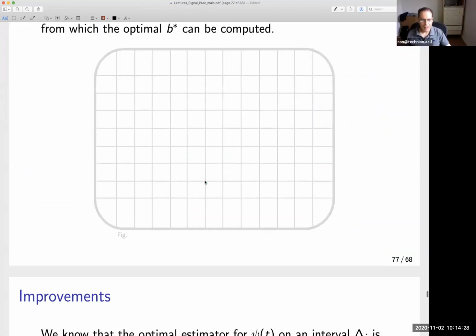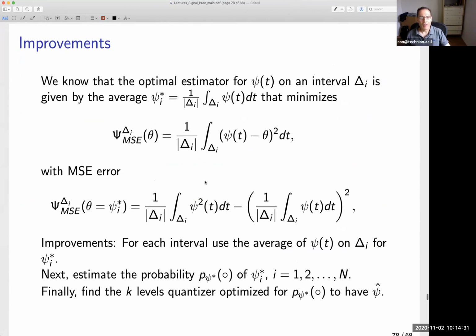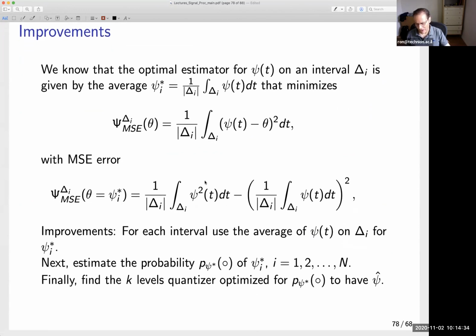Okay, so next, what happens next? How can I improve the construction that I've just done? Until now, we assumed that the optimal estimator for phi at a given interval is given by the average. This average is optimizing, as we have seen in the first lecture, the integration over phi minus theta, where theta is my estimator. And we learned that the MSE error, if this is what I would be doing, would look like that.